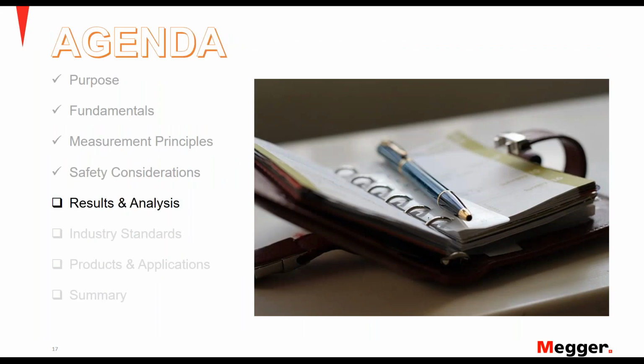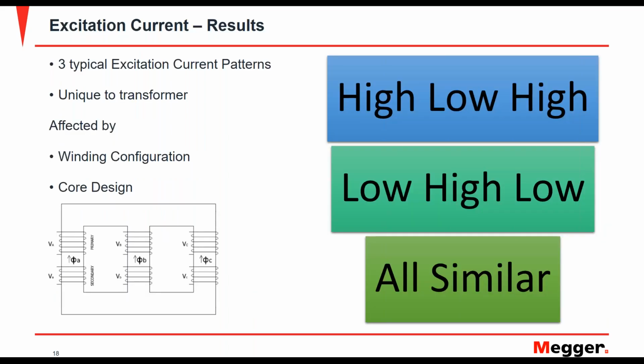Now we have understood the basics, or the building blocks, of excitation current. So let's look at the types of results that you would get and what kind of analysis we could perform by using those results. In excitation current results, we have three typical excitation patterns. And these patterns are unique to every transformer.